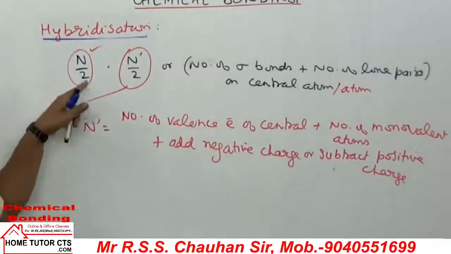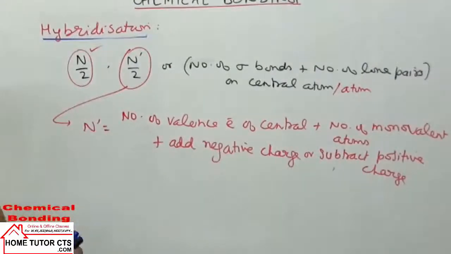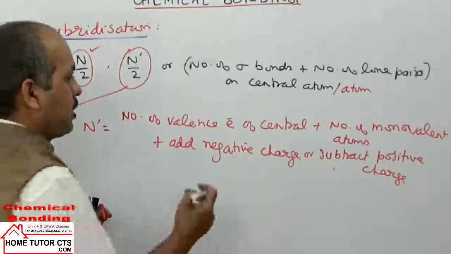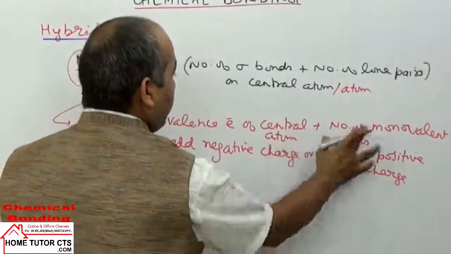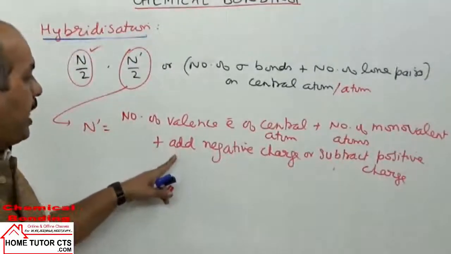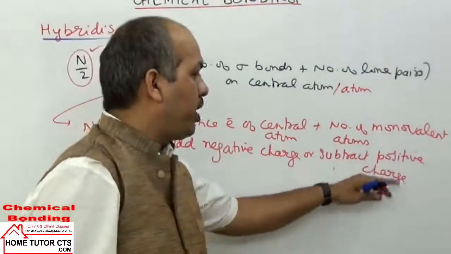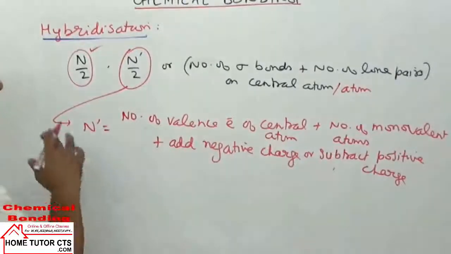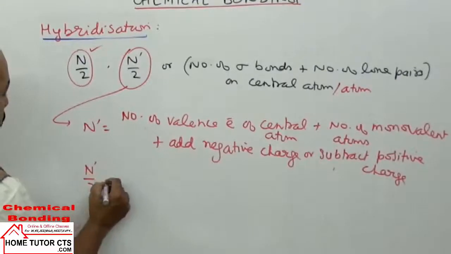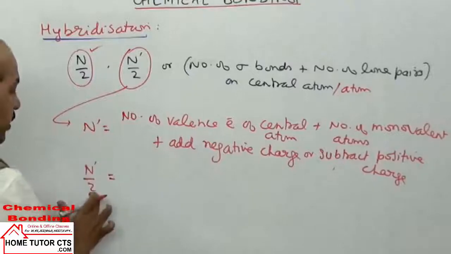We have taken n, we have taken the number of other atoms, but now we take the number of monovalent atoms. First we take the number of valence electrons of the central atom plus the number of monovalent atoms around the central atom, plus add negative charge if we have anions or subtract positive charge in case of cations. This gives the value of n dash, and now we find the value of n dash by 2.